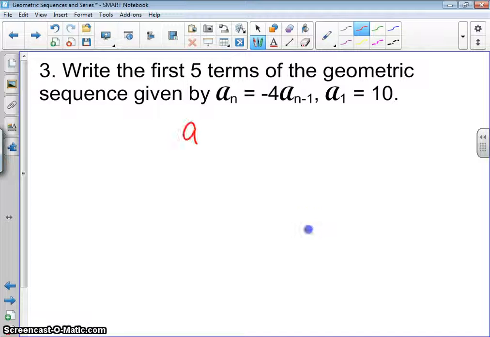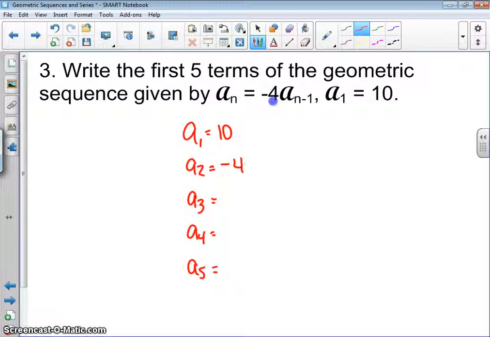Alright, we want to write the first 5 terms again: a1, a2, a3, a4, a5. So a1 is 10. For a2, if I look at my recursive formula here, this is telling me that in order to get, let's say, a2, I would need to take a1 and multiply it by negative 4. So this is really just telling me what I need to multiply by, and that's negative 4.